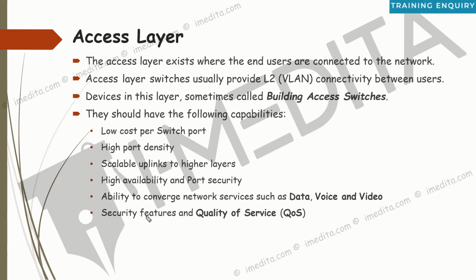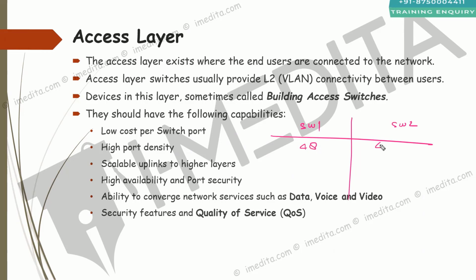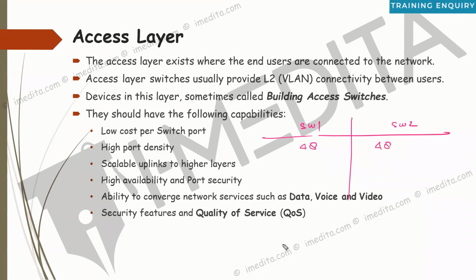What do we mean by this? Cost, don't think of it like OSPF cost. It's money. Cost means money, actually. So let's say we have two options. We can purchase this switch and install it at the access layer, or this one. Both the switches actually have 48 ports, and we can add both on the access layer.